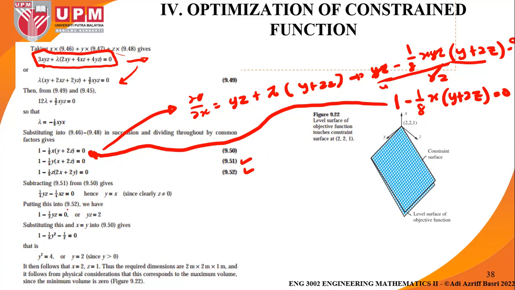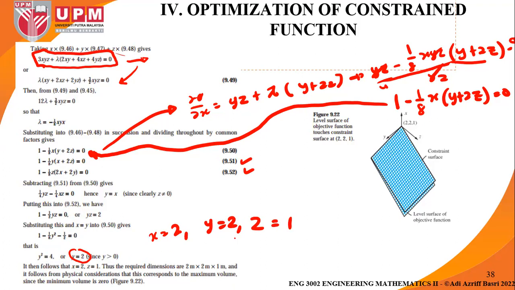So when we put in 9.52, you get yz equal to 2, and we put in 9.4, you get 1 minus 1 square minus 1 over 2 equal to 0. So you get y square is equal to 4, or y equal to 2. Since y is greater than 2, then x equal to 2. Okay, z equal to 1. So your answer: x equal to 2, y equal to 2, z equal to 1.